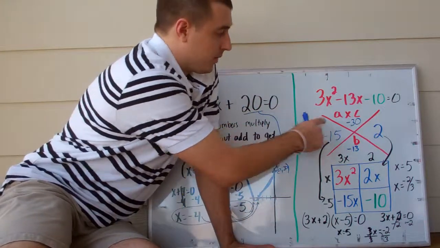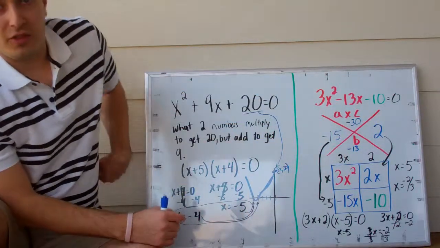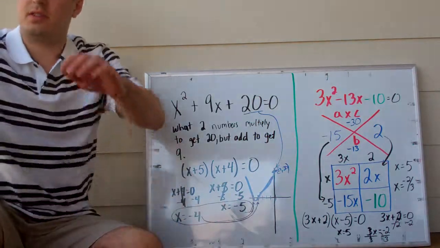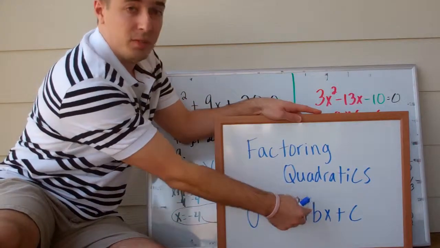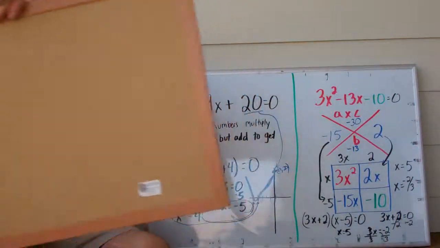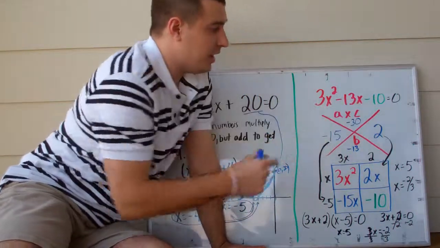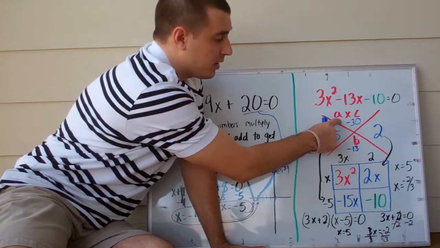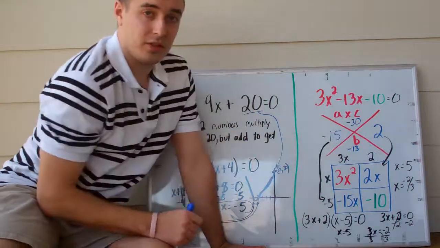So now, when we have the x box, on the top part of the x, remember, is a times c. If we go back, remember, to our standard form, ax squared plus bx plus c. See where a and c come in? So our a is 3, our c is negative 10, so 3 times negative 10 becomes negative 30. Down here we have our b. Our b is just simply negative 13.